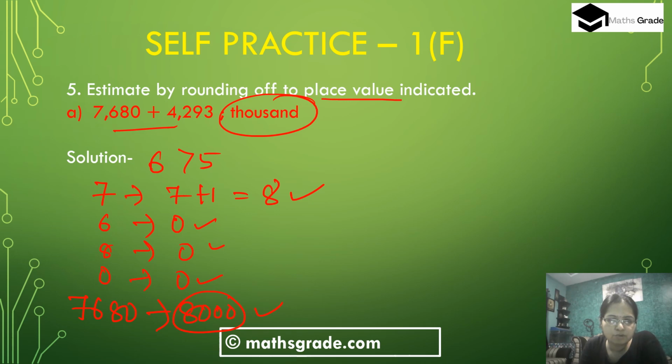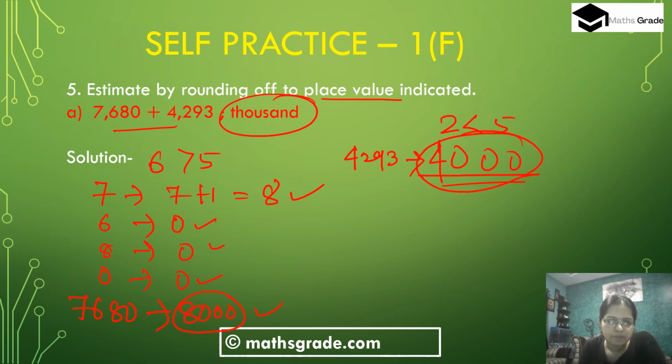Now 4,293 rounded to the nearest 1000. Here the 100 place digit is 2. 2 is less than 5, so don't add 1 to the 1000 place digit. Just write down the 1000 place digit as it is. The 100 place digit 2 changes to 0, the tens place digit 9 changes to 0, and the unit place digit 3 changes to 0. Now 4,293 rounded to the nearest 1000 is 4,000.